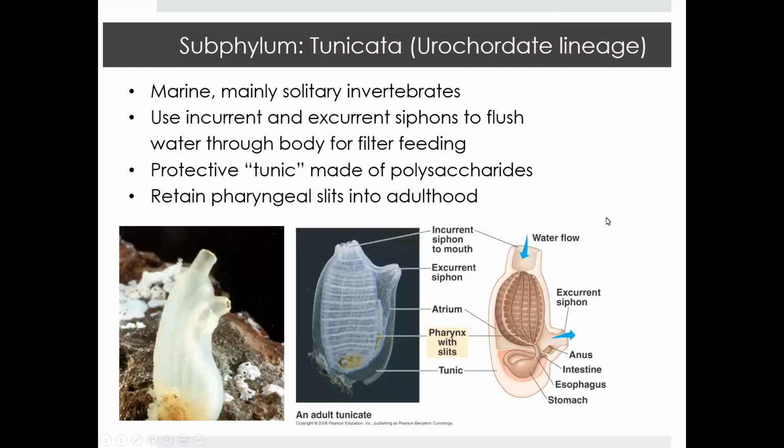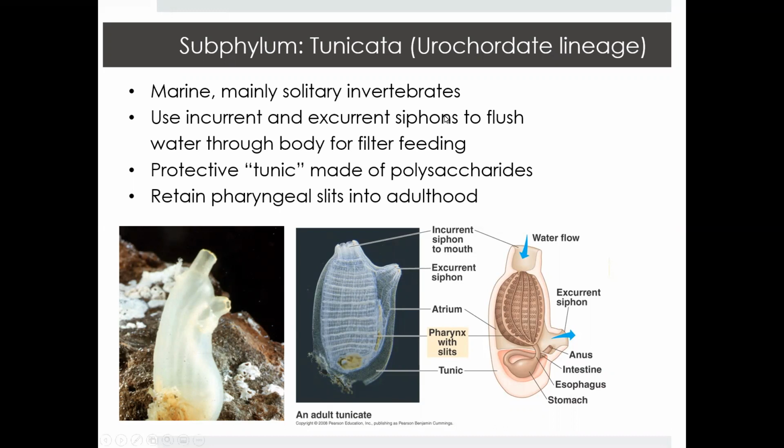The other is the subphylum Tunicata, or the Urochordate lineage. These organisms are planktonic, and they're encased in a tunic-like structure, so they're often referred to as tunicates. The organisms are encased by a protective tunic, and this tunic is comprised of polysaccharides. This external tunic helps provide support and some form of protection for the organism.